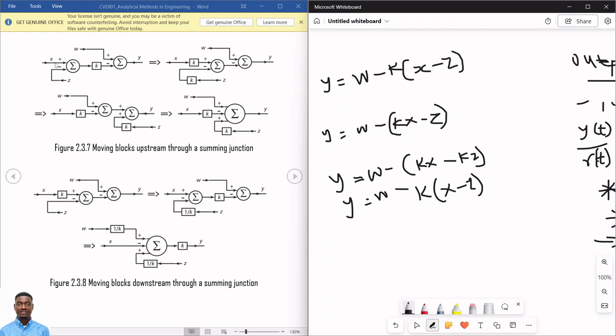So that is why, when I move this K to the left, it must appear on both the signal of X and Z. That is the only way the mathematical model that I will get from this block diagram will be equivalent to this one. If not, I'll be getting something like this, which is not what I want.